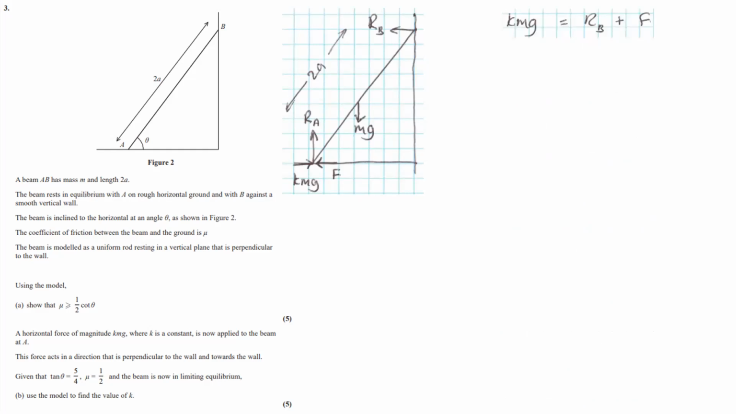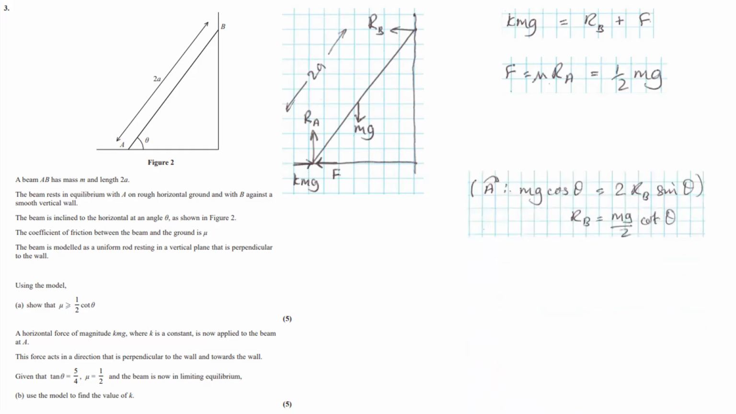So looks like I resolved horizontally there, all right, and then I worked out the friction. Now we know what mu is, and we know what RA is from the previous. Remember, RA and mg are the only two vertical forces. So that hasn't changed, but the only difference is we know what mu is. So it's F equals a half mg. So I got that done.